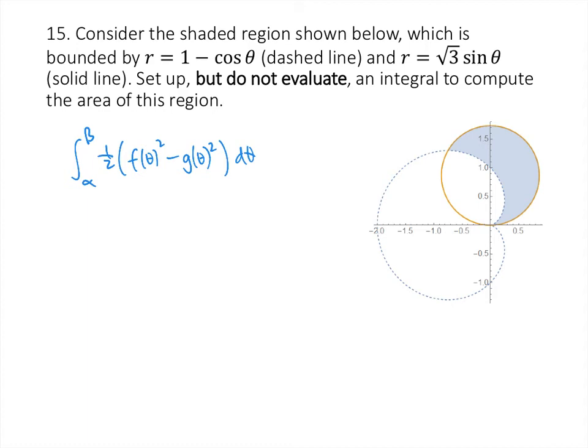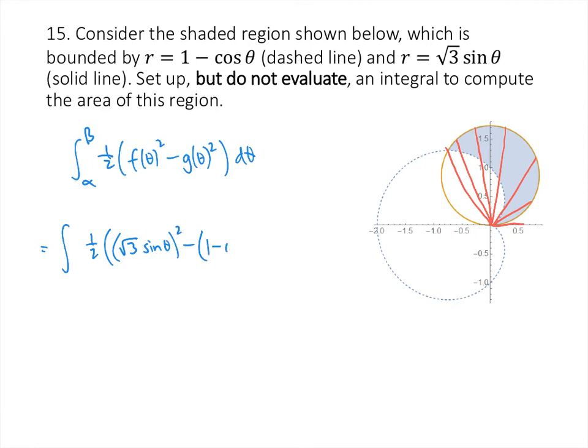And as we rotate around, and we're drawing our little radial lines here, the inner function is clearly the dotted curve, and the outer function is the solid curve. So that means that I almost have all the information that I need to set this integral up already. The outer curve is the circle, the square root of 3 times the sine of theta, and the inner curve is the dashed line, which is 1 minus cosine theta squared.